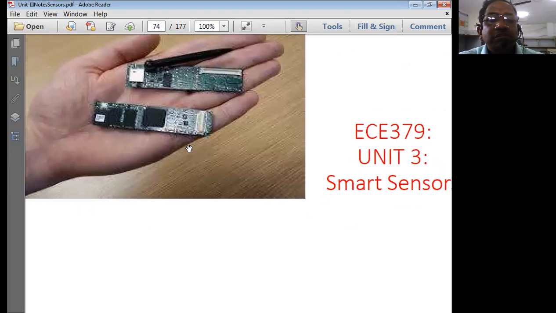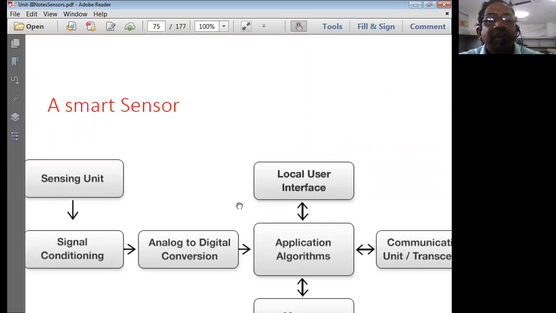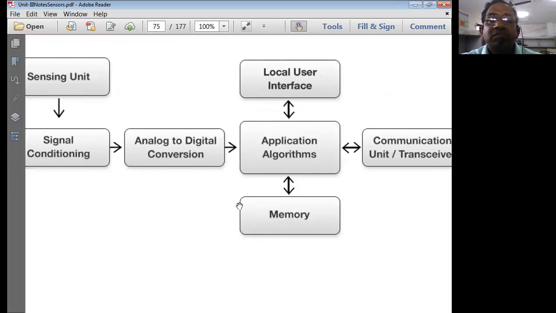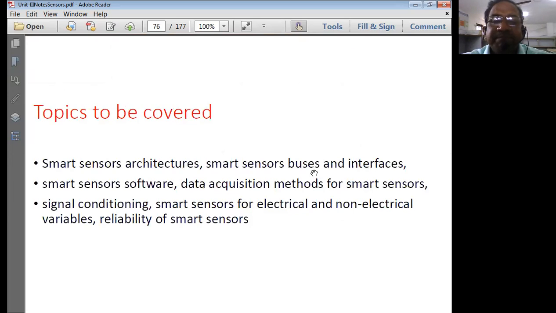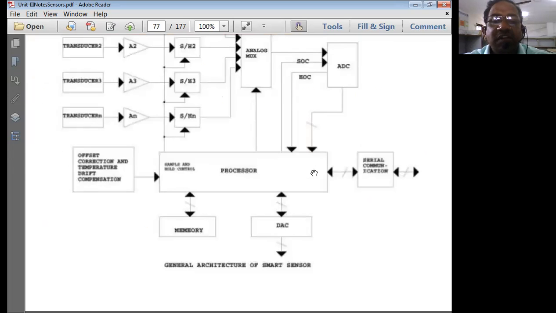So the smart sensors look like this. These are the smart sensors. The entire chip is nothing but a smart sensor. It looks something like this. So we have seen the general block diagram of the smart sensor, which comprises the basic sensing unit, known as the primary sensor, and the signal conditioning, A to D converters, memories, communication units, and local user interfaces, all of them connected to the processing unit known as application algorithms. And we have seen the general architecture of the sensor.